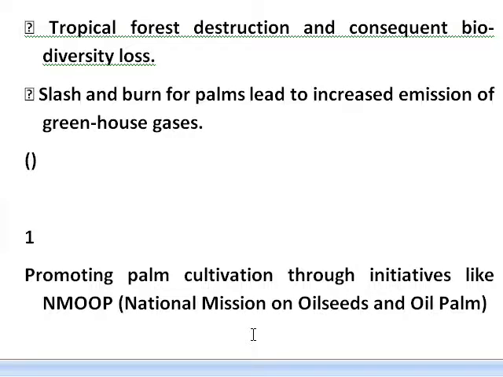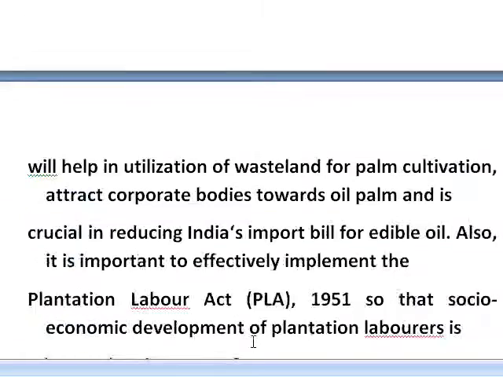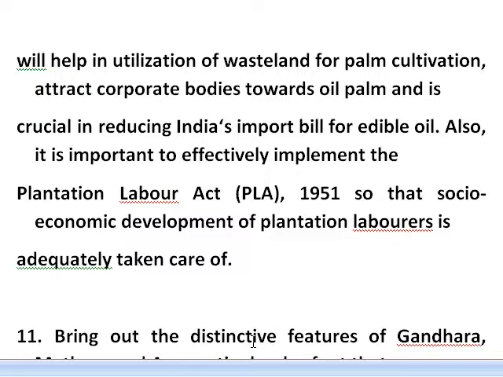Promoting palm cultivation through initiatives like the National Mission on Edible Oils and Oil Palm will help in utilization of wasteland for palm cultivation, attract cooperative bodies towards palm oil, and is crucial in reducing India's import bill for edible oil. Also, the Plantation Labour Act (PLA) 1951, so that the social and economic development of plantation labour is adequately taken care of.